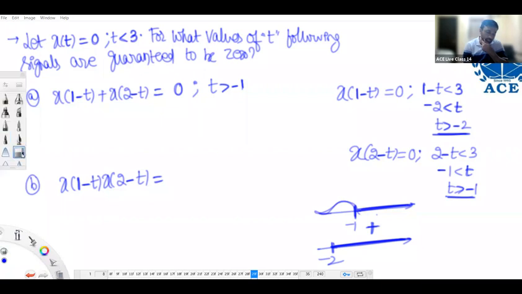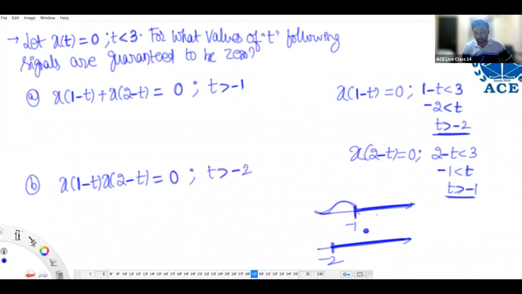But if you take the product instead of addition, suppose we have taken multiplication, the product of them, it is 0 for t greater than minus 2. Because any shape multiplied by 0 remains 0 for that interval. That is the correct answer.